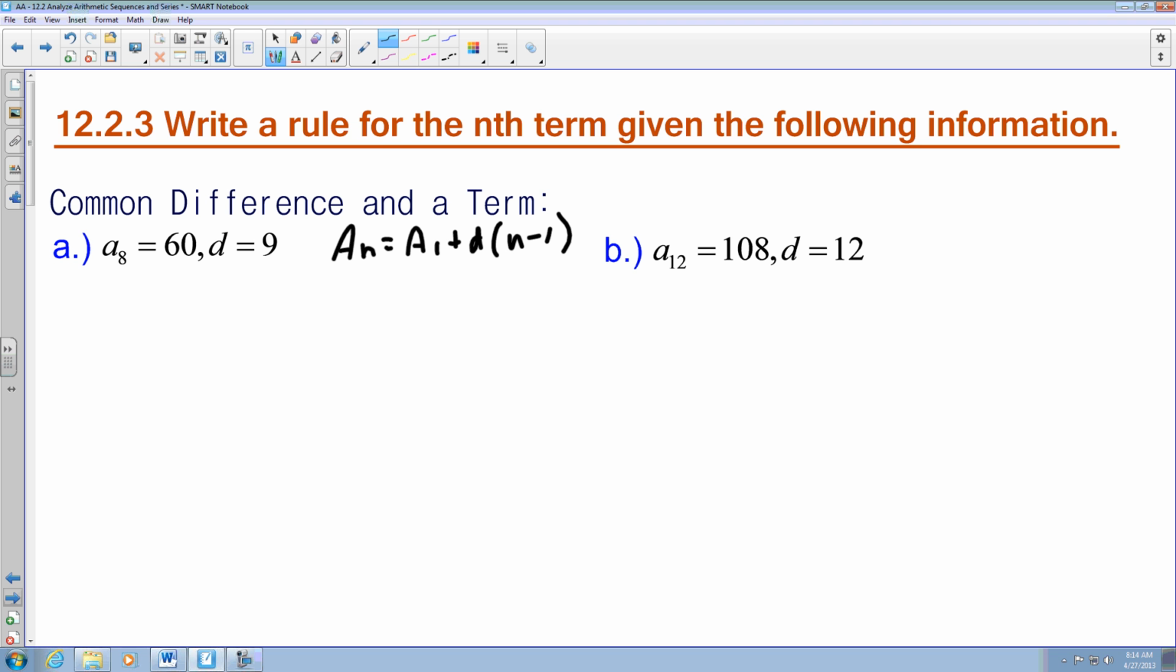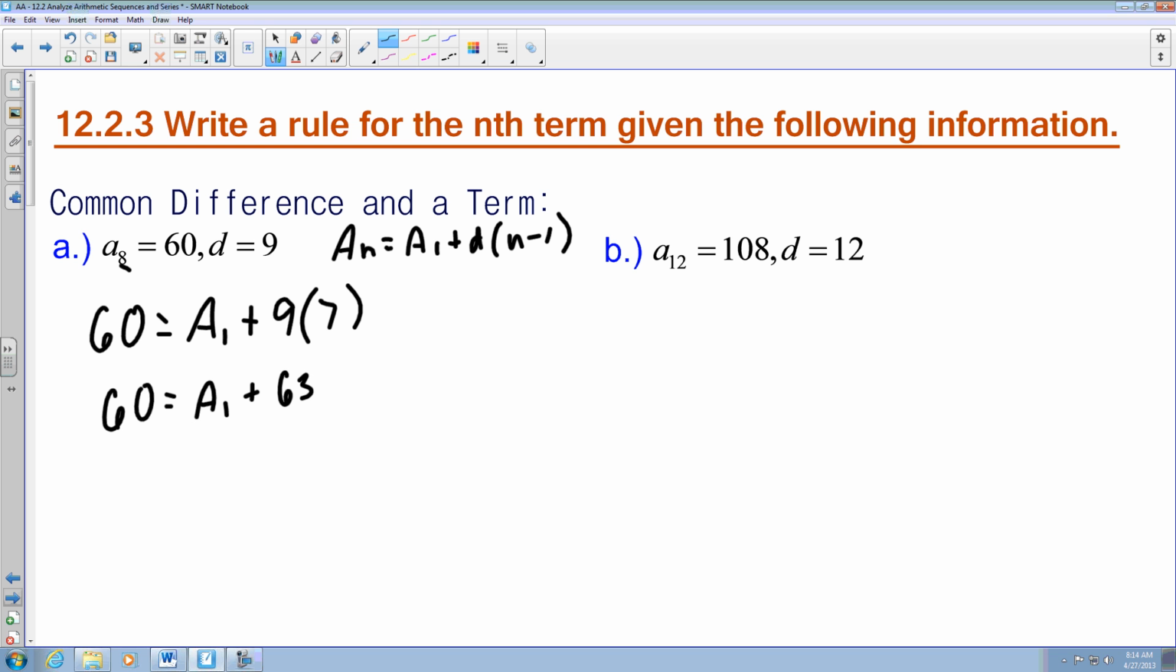So they give us the a sub n. We know that a sub 8 is 60, so I'm just going to write 60 equals a sub 1, which I don't know, plus d, which is 9, times n minus 1. Well, they tell us that n is 8, so 8 minus 1 is 7. So from here, we're just going to use basic algebra to solve for a sub 1. So I get 60 equals a sub 1 plus 63. I subtract 63 from both sides, which makes a sub 1 equal negative 3.